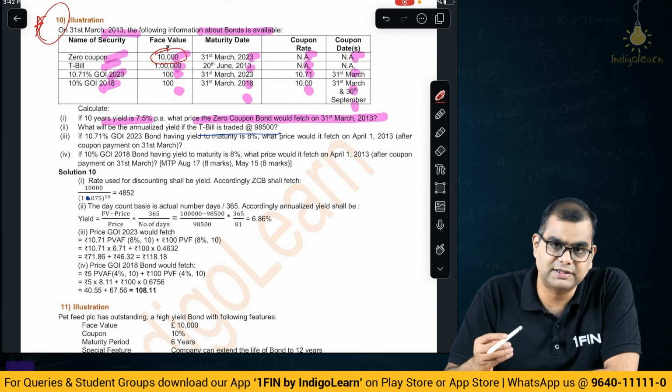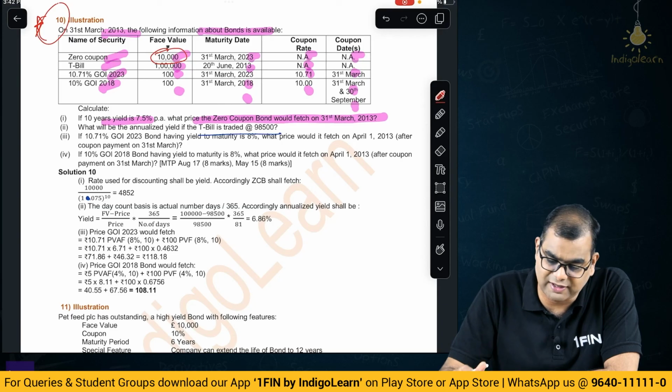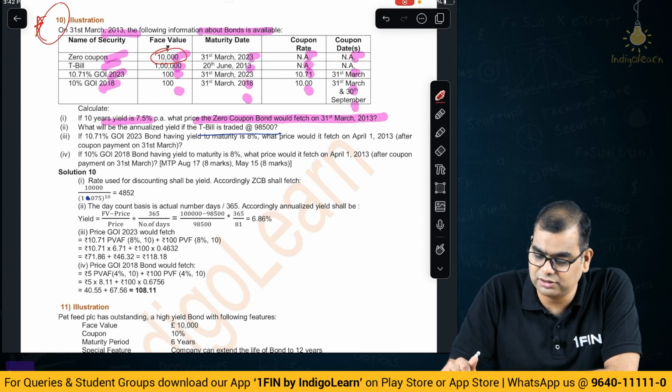So, in these 10 years, the maturity value will be 10,000. What is the price today? If the yield is 7.5%, it is simple. 10,000 divided by 1.075 to the power 10, counting 1, 2, 3, 4, 5, 6, 7, 8, 9, 10.